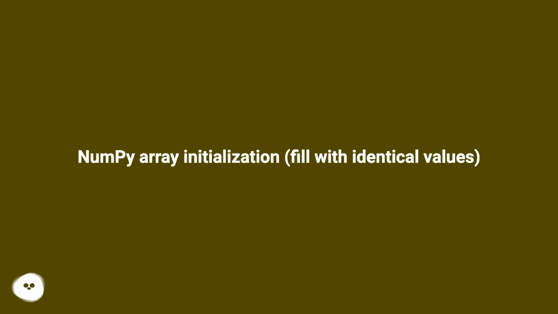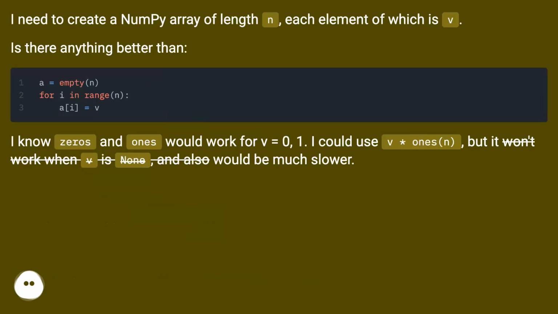NumPy array initialization, fill with identical values. I need to create a NumPy array of length n, each element of which is v. Is there anything better than this? I know zeros and ones would work for v equal to 0 or 1. I could use v * ones(n), but it would be much slower.